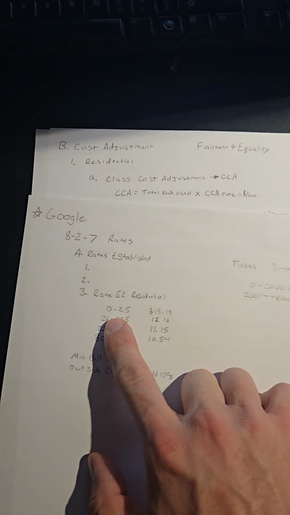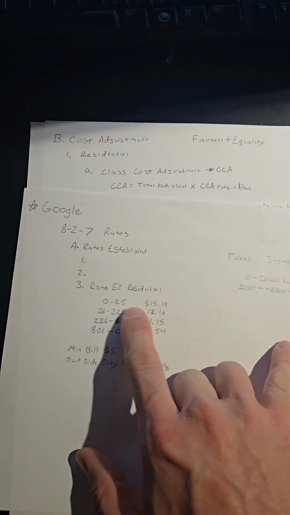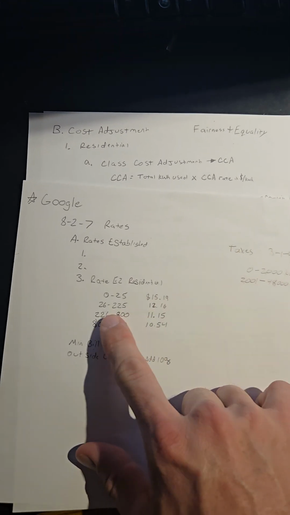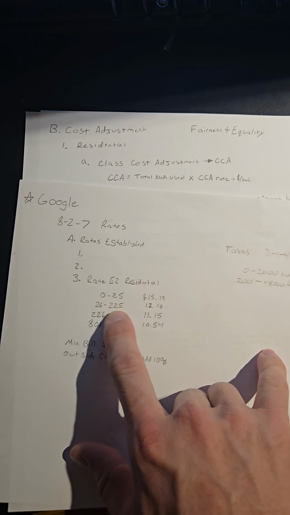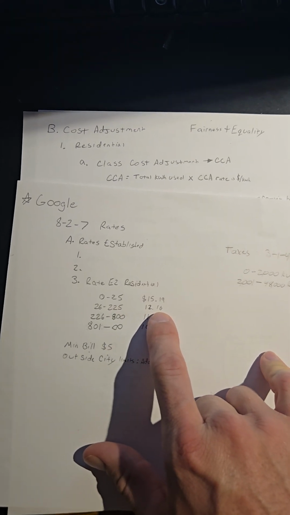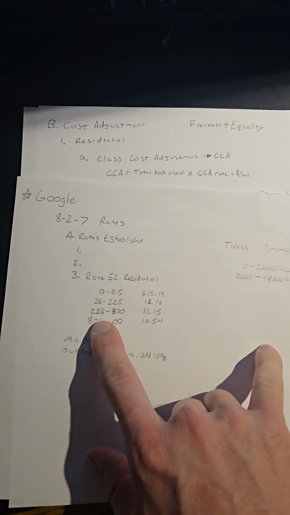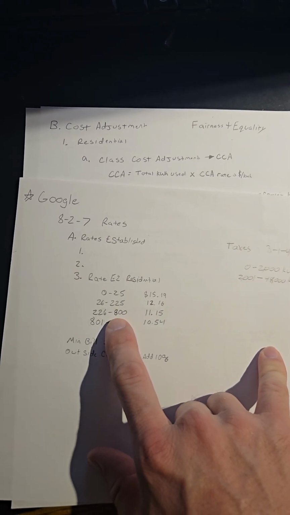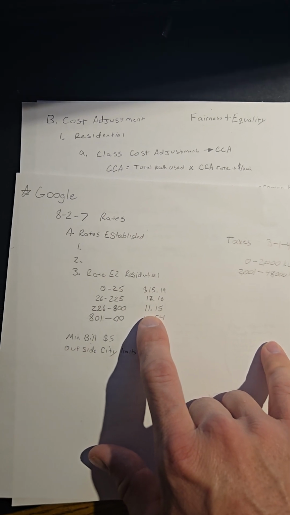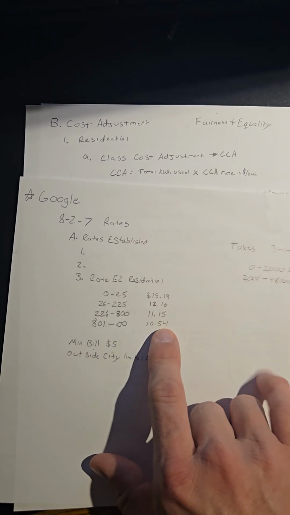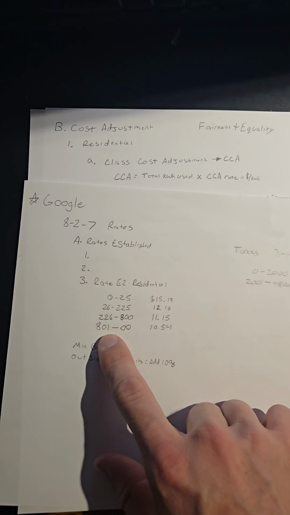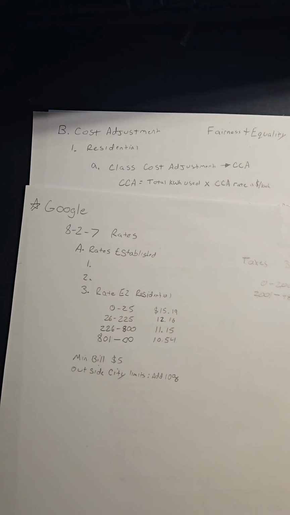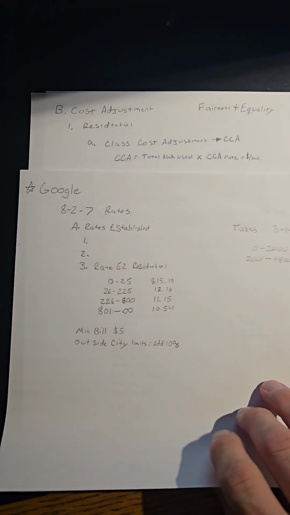When calculating the bill, the first 25 kilowatts are charged at 15.19 cents per kilowatt hour. The next 200 are charged at 12.16 cents per kilowatt hour. The next 575 are charged at 11.15 cents per kilowatt hour, and anything over 800 is charged at 10.54 cents per kilowatt hour. This is basic. Most rate schedules are set up like this.